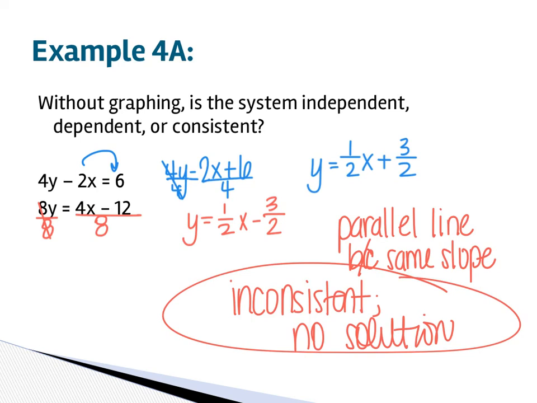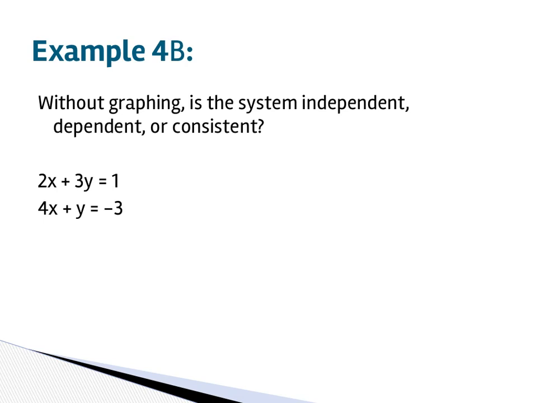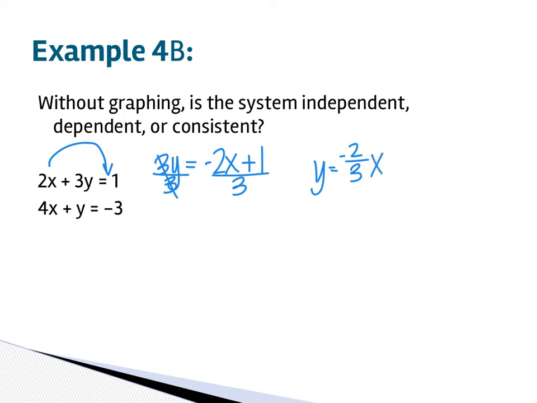Alright, let's try the next one. We want to put them both in slope-intercept form, so we're going to move the 2x over, and we get 3y equals negative 2x plus 1. Divide both sides by 3. So y equals negative 2/3 x plus 1/3. On the bottom one, we're going to move the 4x over, and we get y equals negative 4x minus 3. And you don't have to do anything else. So my slopes are different, my y-intercepts are different. These are two different lines, which means they will eventually intersect. So this is going to be an independent, consistent system.